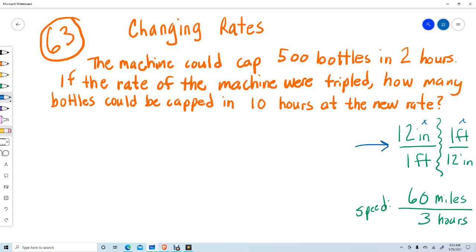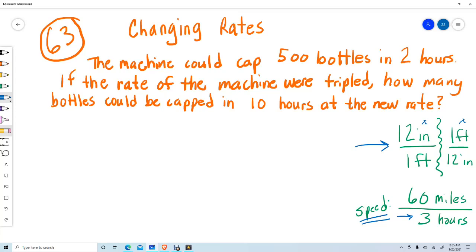Another one we worked with was things like, Ben can shovel 10 sidewalks in 6 hours. Most recently, we worked with rates of speed and the distance problem. They told us that whenever you have a rate with time on the bottom, that's speed. Consider that speed, for example, miles per hour.